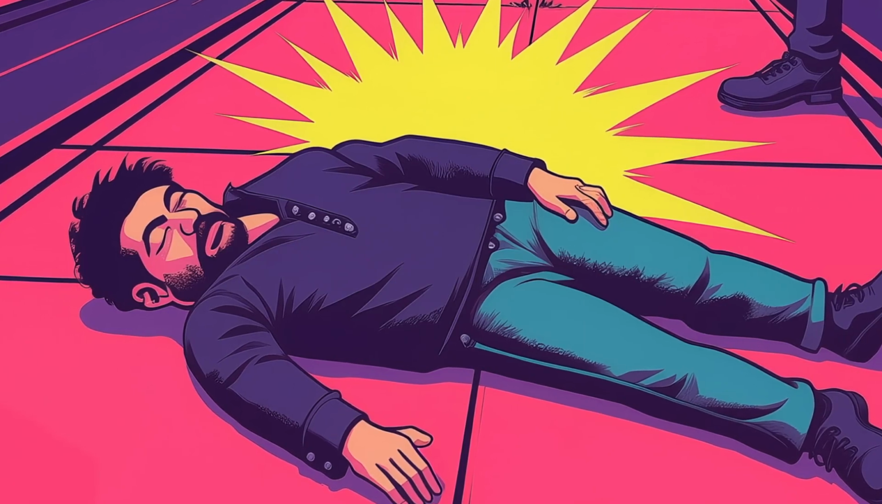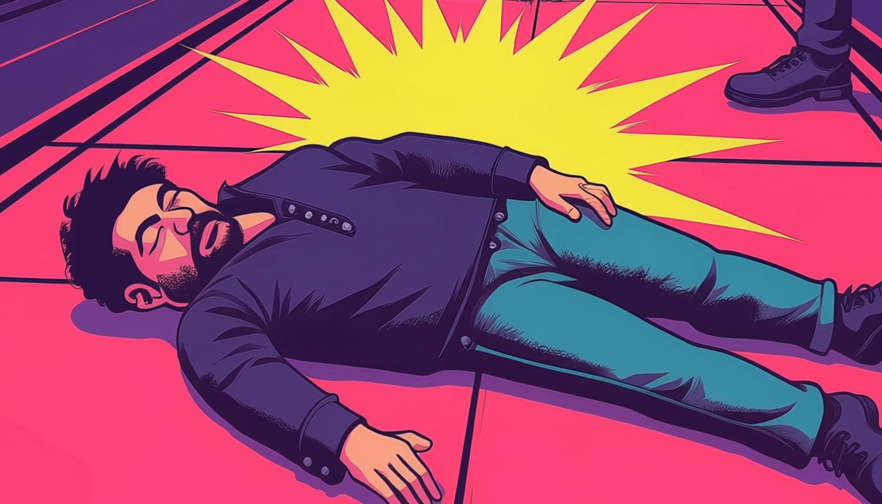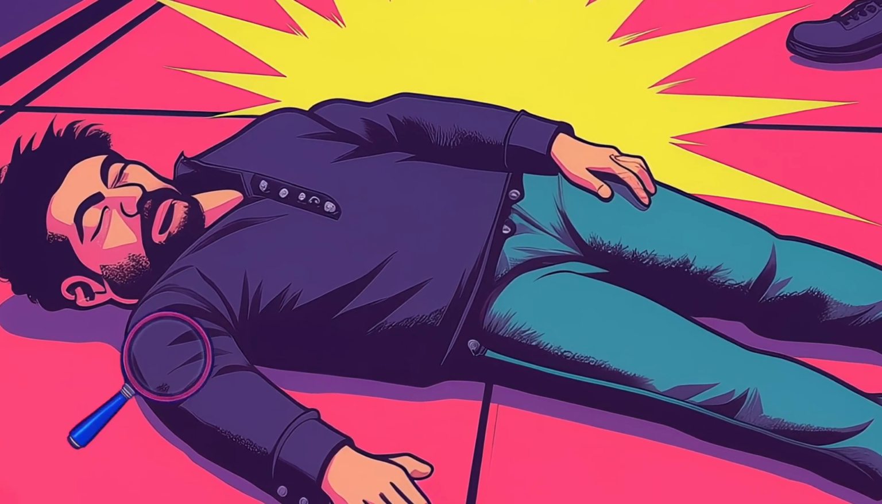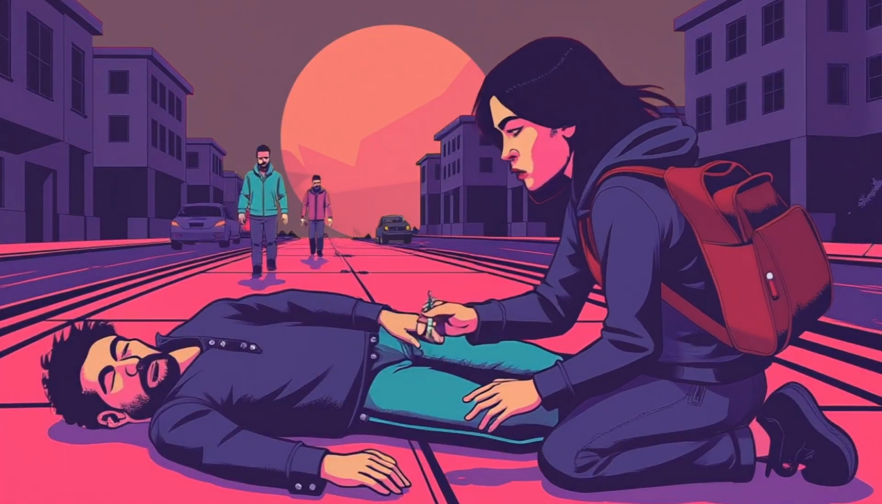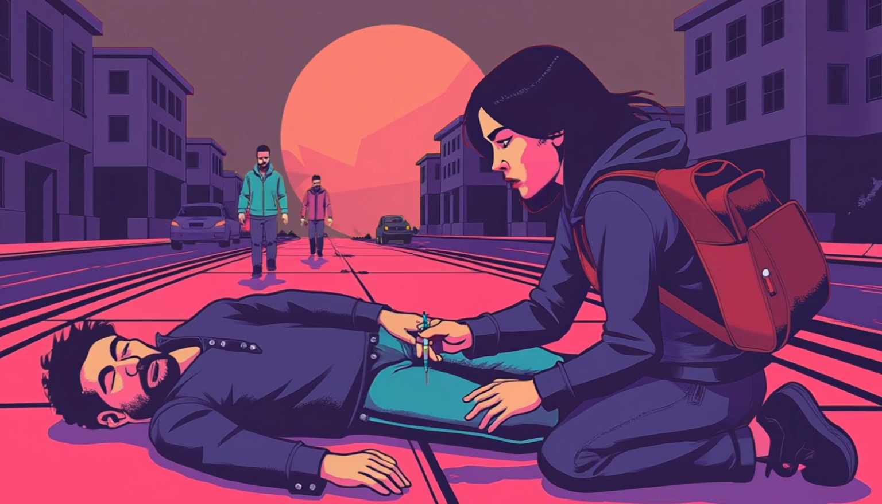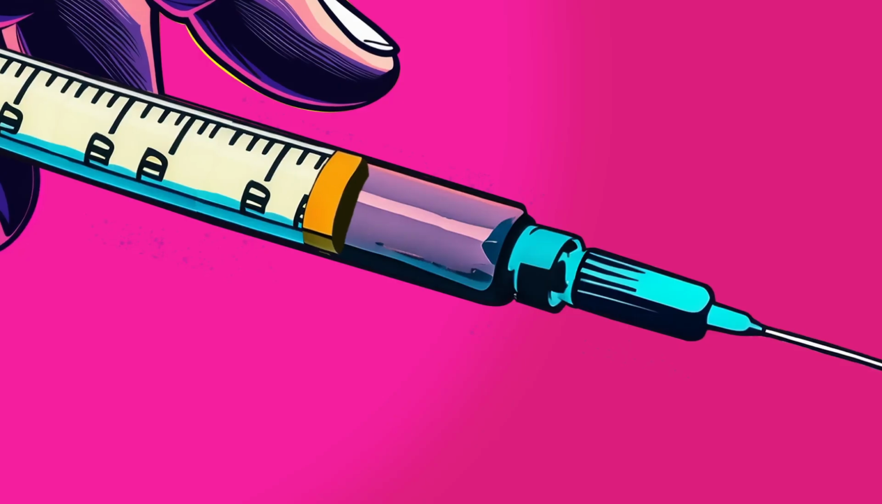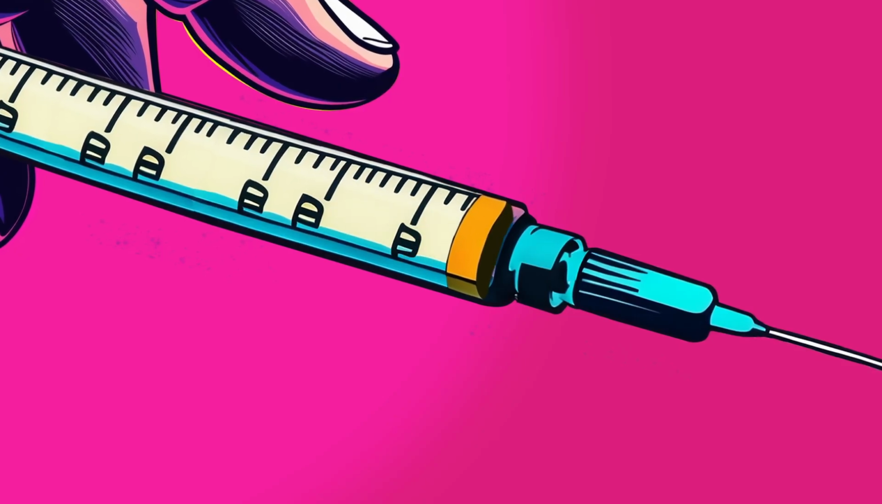Next, select a fatty area on the person who is overdosing, like the side of their arm or thigh. Insert the needle all the way in. It can go through clothing. Push the plunger to give the entire dose of naloxone.